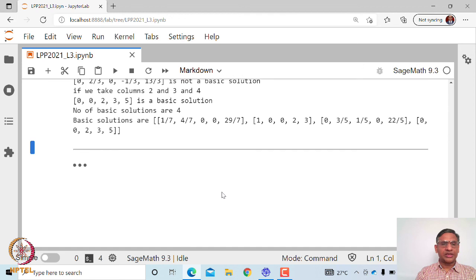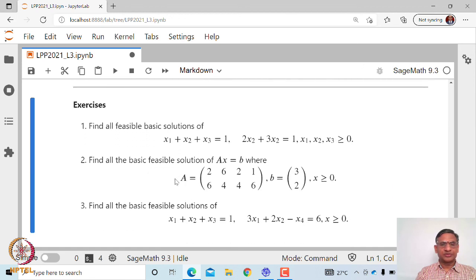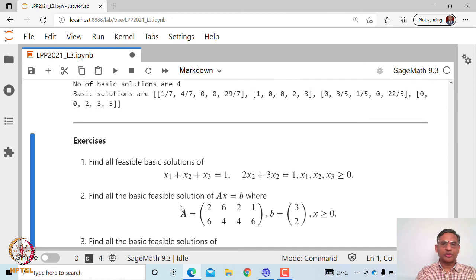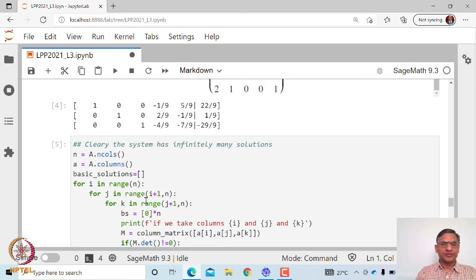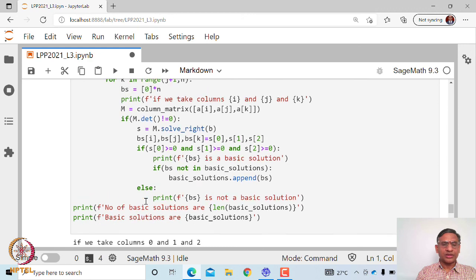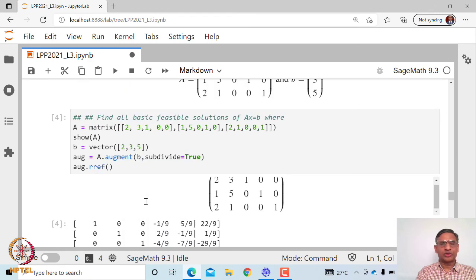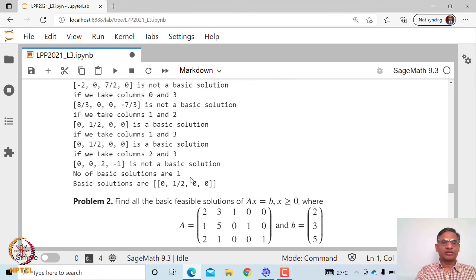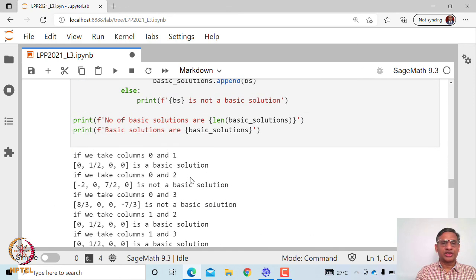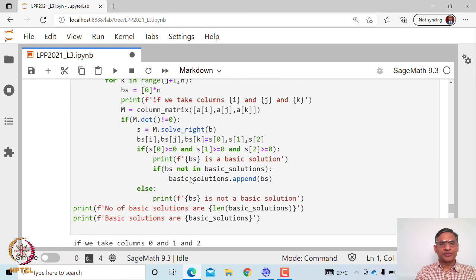Okay, so let me leave you with a couple of simple exercises. Find all basic feasible solutions of this and this. They are the three problems. You can make use of the codes which I have given here, and you can find all these things. Of course, you can also modify these codes and create some other procedure to find all basic feasible solutions.